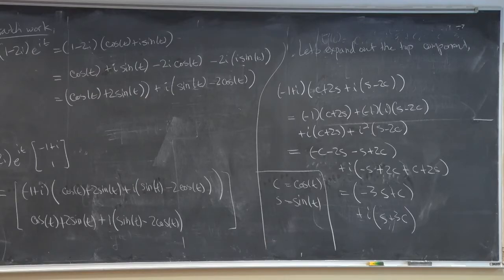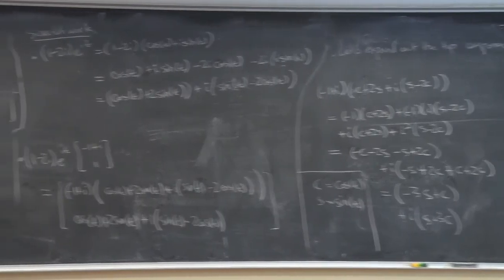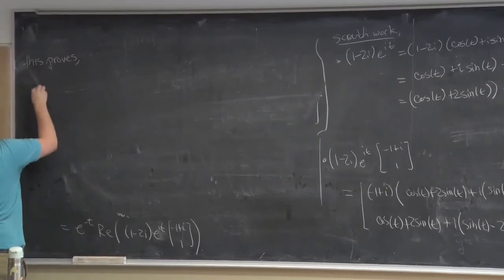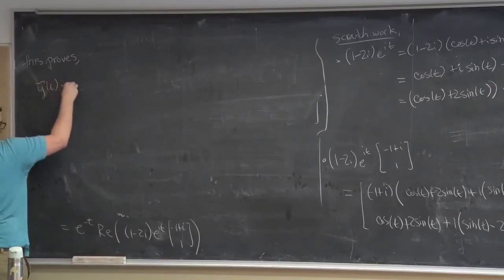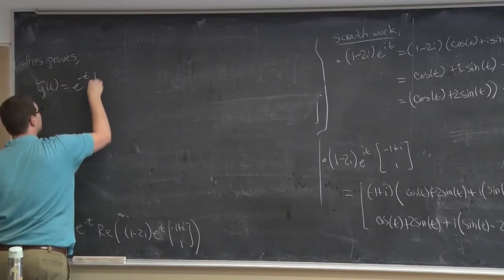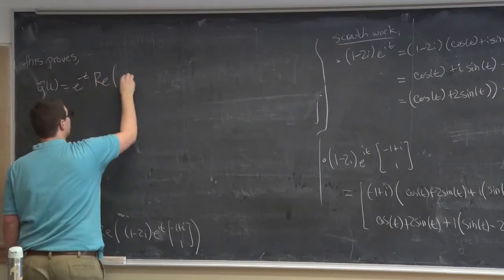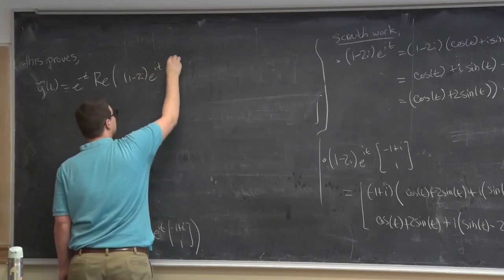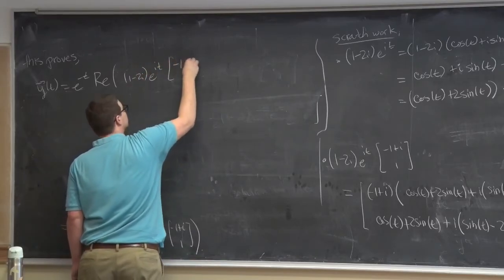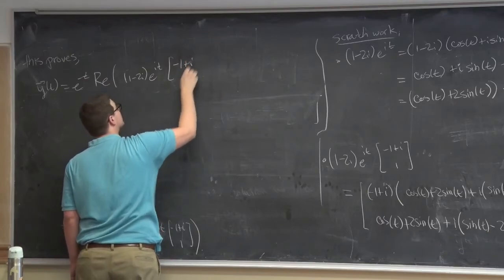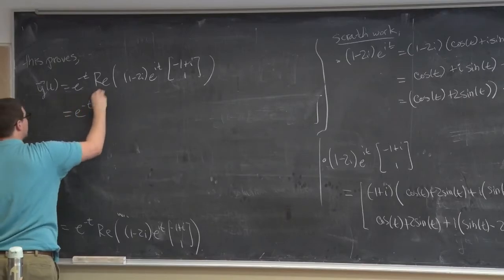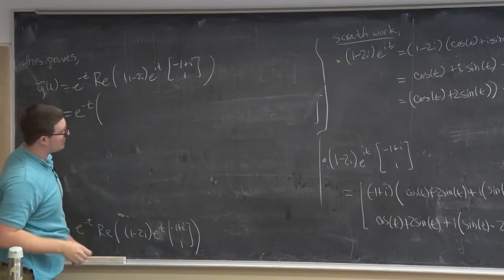So this proves the following: y of t is e to the minus t, the real part of 1 minus 2i, e to the it, times minus 1 plus i here. So this thing is e to the minus t, and now I'm going to write out what we computed.